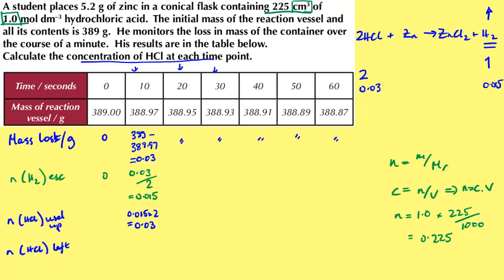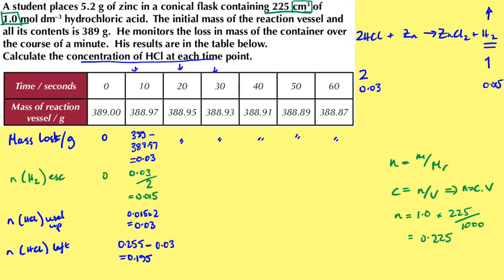That's the amount of hydrochloric acid that we started with. And to get the moles of hydrochloric acid that's left, we're going to start with our 0.225 and subtract from that what we have used up, which was our 0.03, and so that leaves us with 0.195 moles of hydrochloric acid that's left.